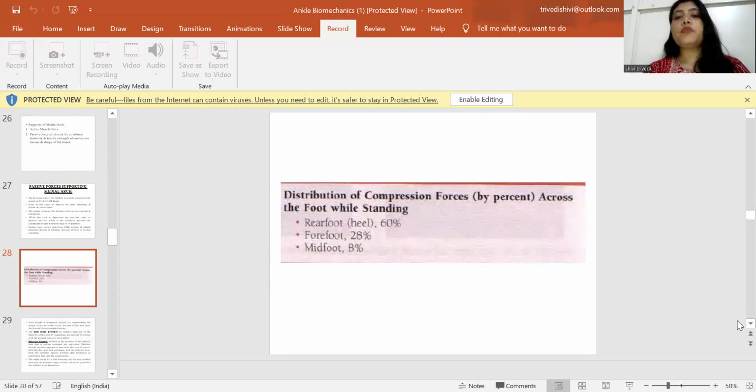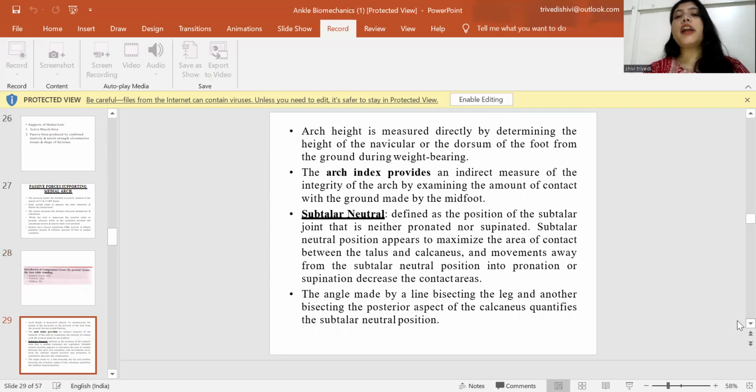Distribution of compression forces across the foot while standing: rear foot heel 60%, forefoot 28%, midfoot 8%. Arch height is measured directly by determining the height of the navicular or the dorsum of the foot from the ground during weight bearing. The arch index provides an indirect measure of the integrity of the arch by examining the amount of contact with the ground made by the midfoot.